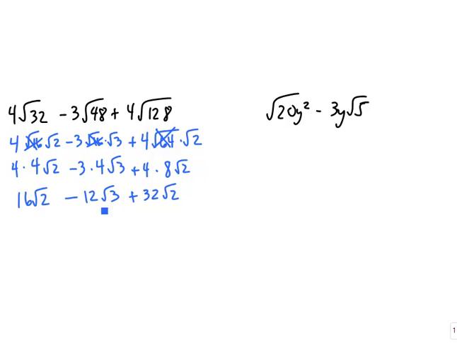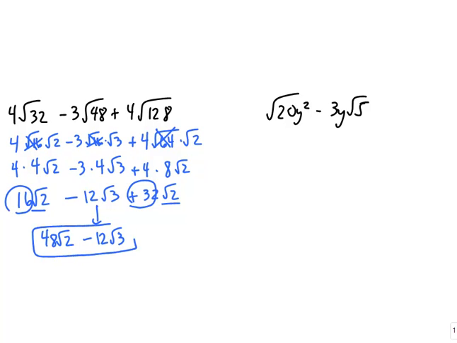We're ready to compare them and see if we have any like terms. The square root of 2's here and here match, so only those two terms get to be combined. The minus 12 root 3 doesn't have anything to combine with, so it's just going to stay in the problem unchanged. 16 plus 32 is 48 square root of 2, and that minus 12 root 3 just gets carried down, and here's our final answer.